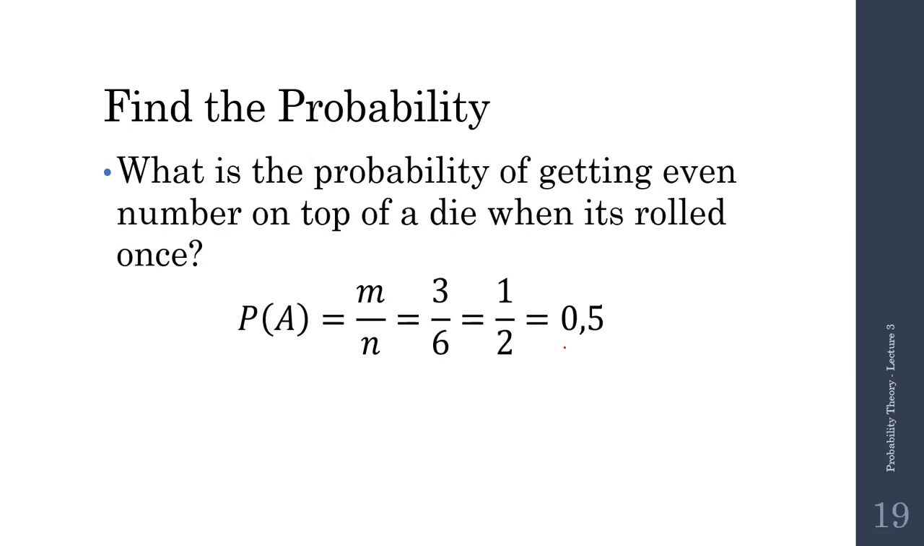Next exercise says, what is the probability of getting an even number on top of a die when it's rolled once? We showed this example in the previous lecture also. When we roll the die and want an even number, there are 3 even numbers, 2, 4, and 6, but the total number of outcomes is 6. 3 over 6 gives us 0.5.